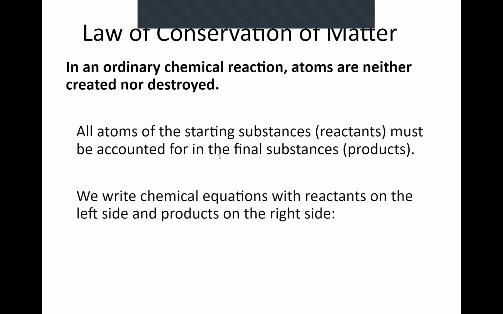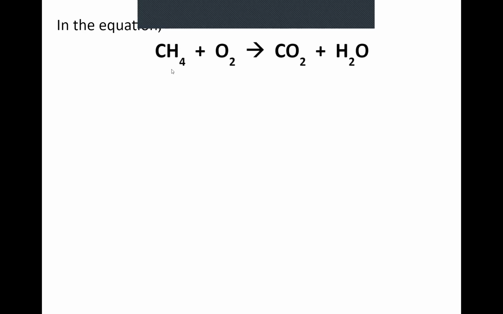We write chemical equations with reactants on the left side of an arrow and products on the right side. This is important to know for formatting. Reactants, and then an arrow, and then products. If you have more than one reactant and more than one product, you simply write those formulas and put a plus in between them. Here's an example. CH4 and O2 react to become CO2 and H2O.